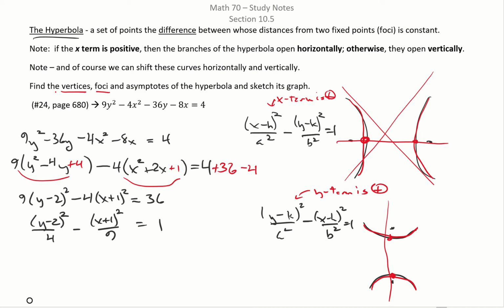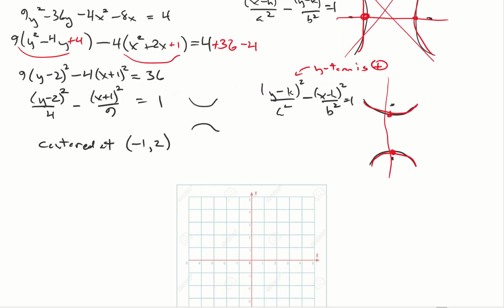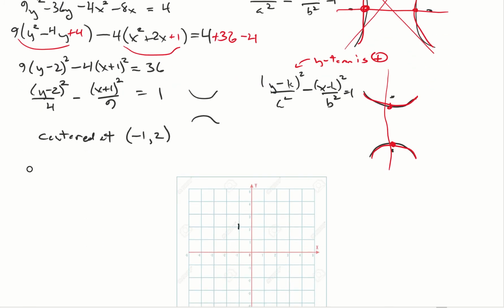The question first comes to mind, which way does it open? Since y is positive, we know it's going to open up and down. The next question would be, well, where is it centered? Well, you look inside the parentheses and you just don't get them backwards. Go x first, always: minus 1 and 2. Centered at minus 1, 2. Minus 1, 2 is here.